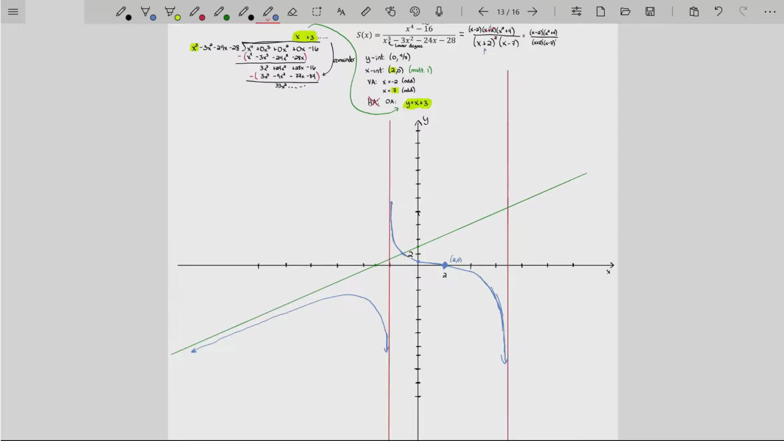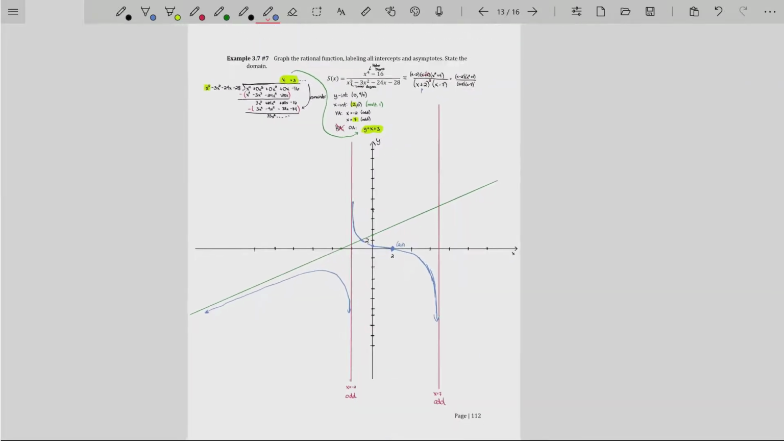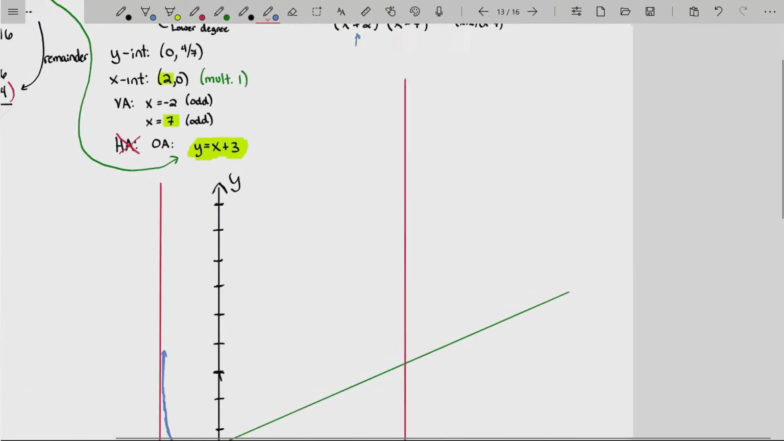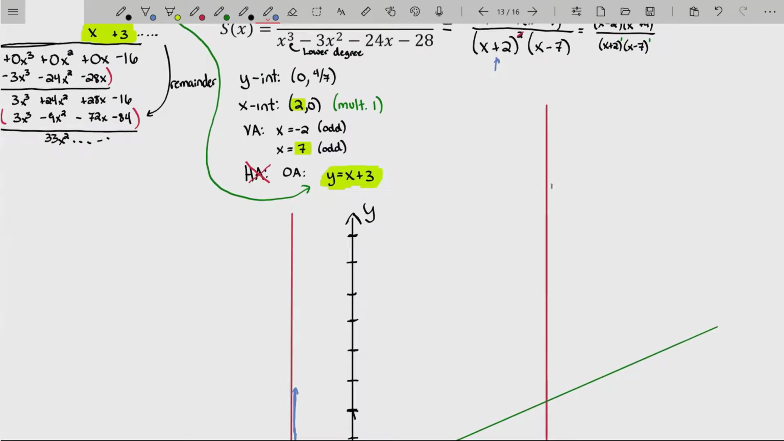Now remember, you're not done. You still have to hop onto the other side of x equals 7 there. It's an odd multiplicity vertical asymptote. Since it was going down on the left-hand side, it'll be starting high on the right-hand side.